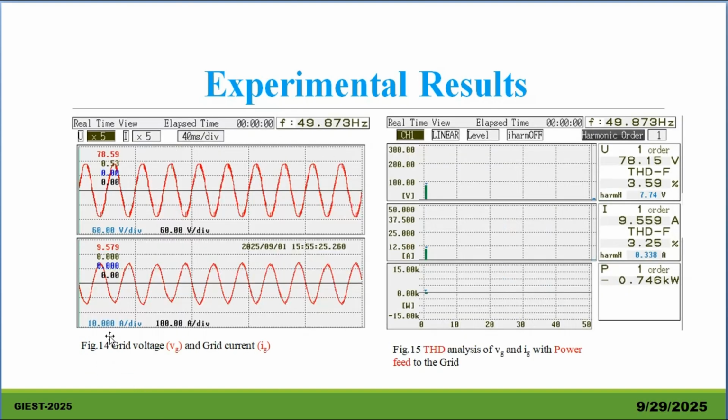Experimental result, figure 14, grid voltage and grid current. Here it is clearly seen that VG and IG are out of phase, that is, the power is being fed to the grid. Also THD analysis is seen here: the grid voltage THD is less than 5%, the grid current THD is less than 5%, and the grid power is negative, which means power is being fed to the grid.